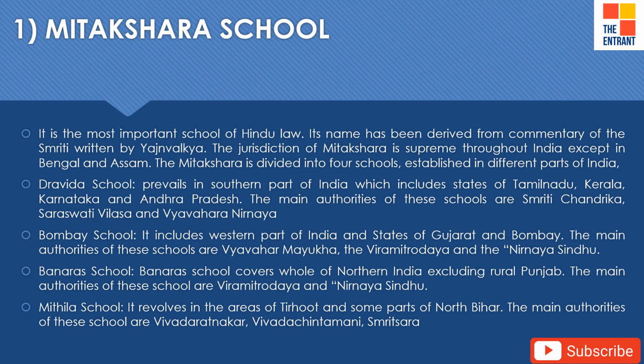The Dravida school prevails in the southern part of India, which includes the states of Tamil Nadu, Kerala, Karnataka, and Andhra Pradesh. The main authorities of these schools are Smriti Chandrika, Saraswati Vilasa, and Vyavahara Nirnaya. The Bombay school includes the western part of India and the states of Gujarat and Bombay. The Banaras school covers the whole of northern India, excluding rural Punjab. The main authorities of these schools are the Viramitrodaya and the Nirnaya Sindhu. The Mithila school prevails in the areas of Tirhut and in some parts of northern Bihar.